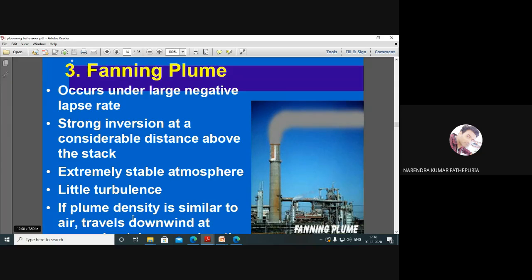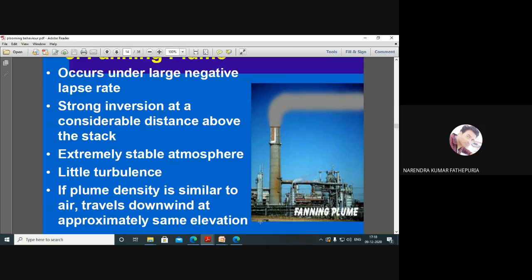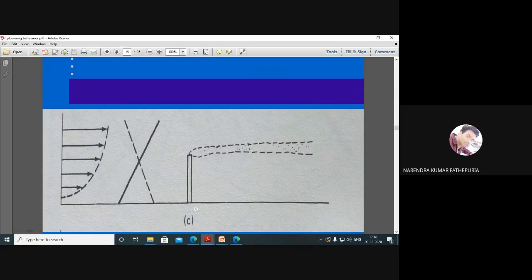And a little turbulence. If plume density is similar to the air, it travels downwards at approximately the same elevation. So it will pass through the particular elevation. It will go, and it will travel some distance. After that, it will disperse on the ground. So this is the condition for this fanning condition. Adiabatic lapse rate and environmental lapse rate both are crossing, and it will go like this. This is a bad condition for it.